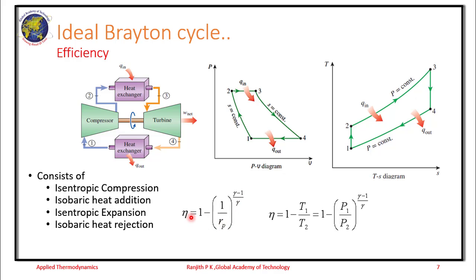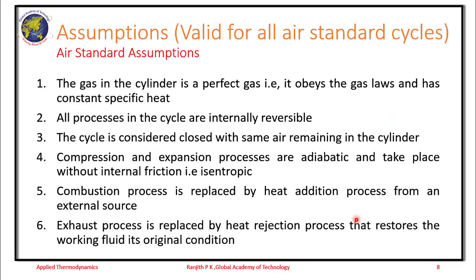This expression for efficiency can also be written in a form similar to the Carnot cycle, 1 minus T1 by T2, which is equal to 1 minus P1 by P2 power (gamma minus 1) by gamma. So, in order to derive the efficiency of the ideal Brayton cycle, we take the air standard assumptions. These assumptions are used for the air standard cycles as well.